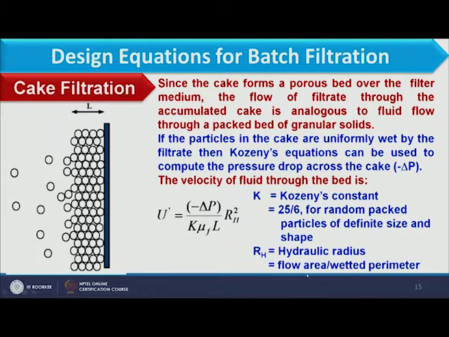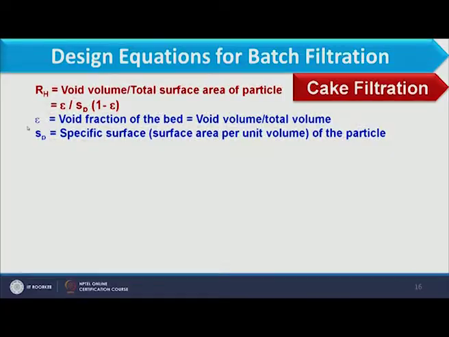Here you see RH is defined as flow area by wetted perimeter, and for this particular case we can define it as flow volume by wetted area. Now RH we have defined over here, and its expression should be epsilon by SP into 1 minus epsilon. You see this expression.